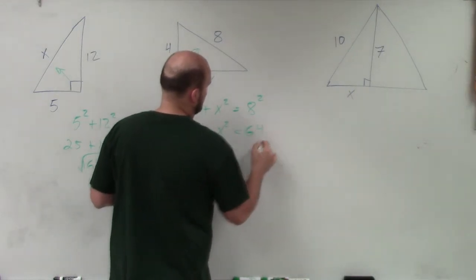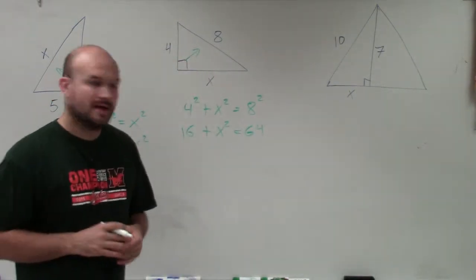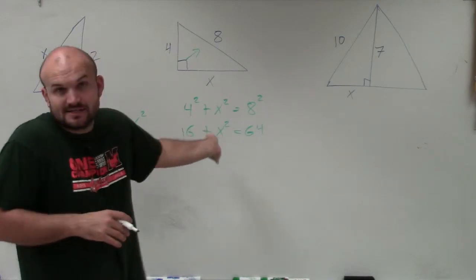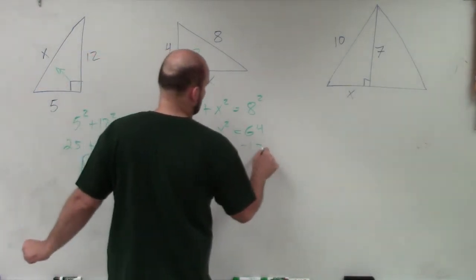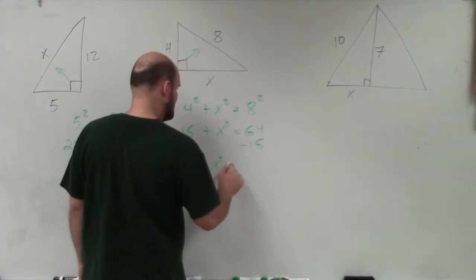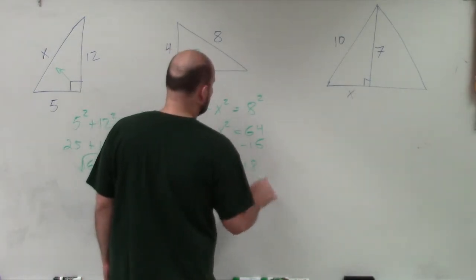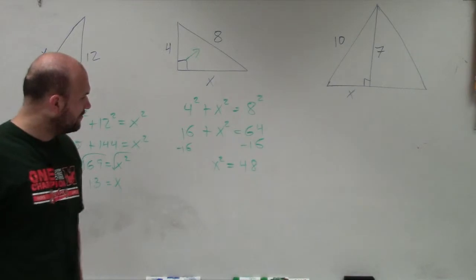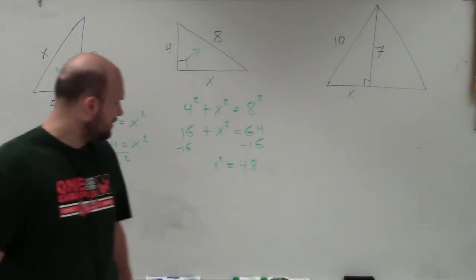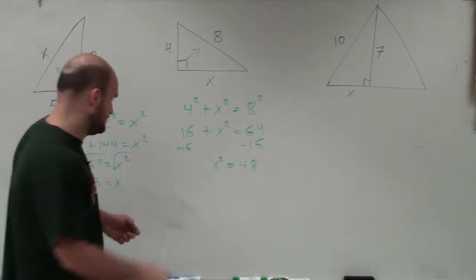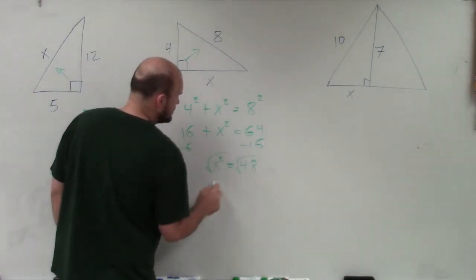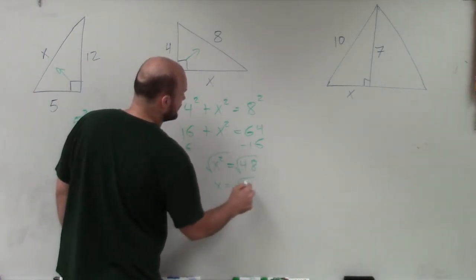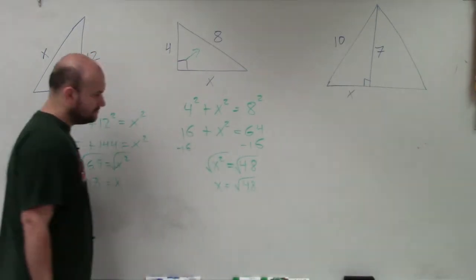equals 64. Now I have to solve for x squared, so I subtract 16. And I get x squared equals 48. Now I need to take the square root, to undo the squaring just like I did before. So you can say x equals the square root of 48.